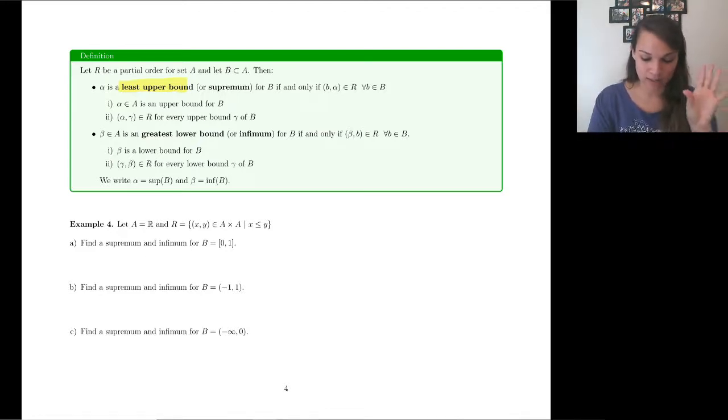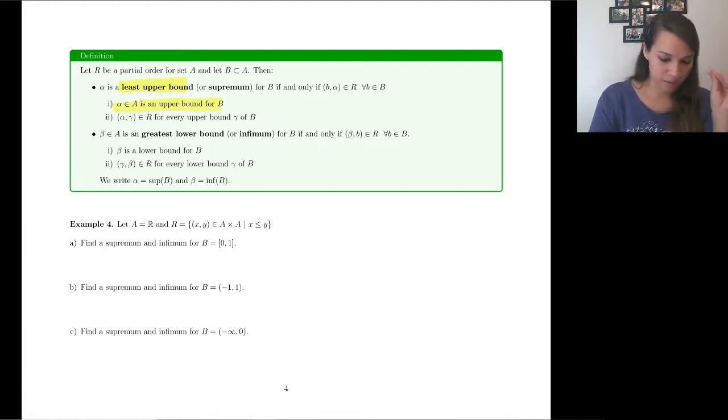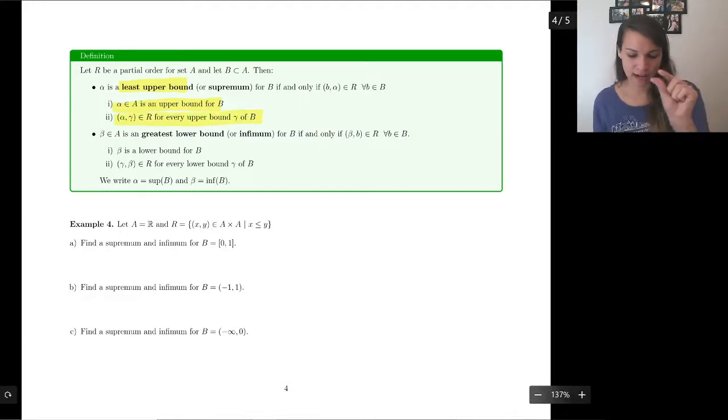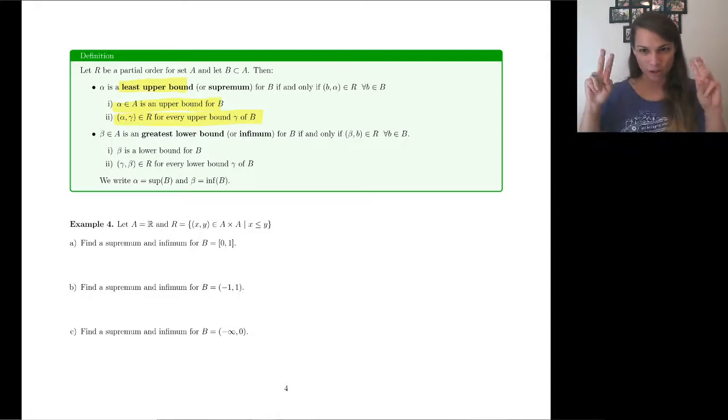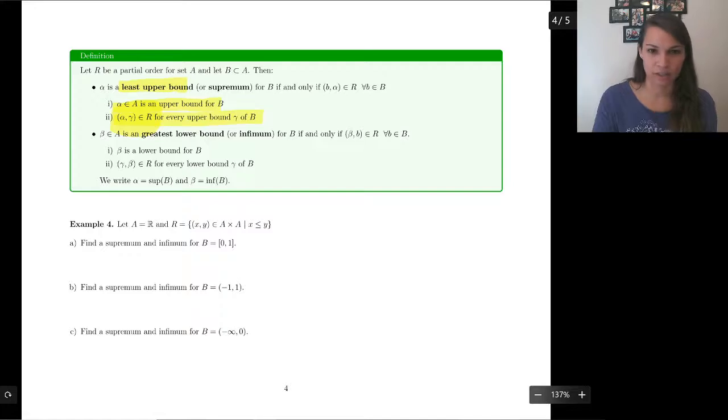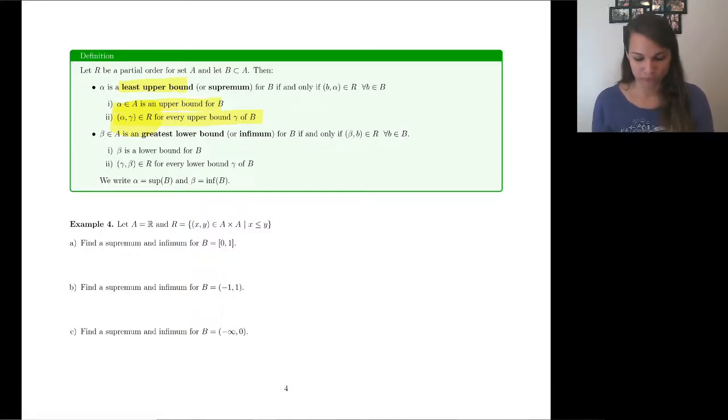So to be a least upper bound, number 1, you have to be an upper bound. Number 2, you have to be smaller than all the other upper bounds, by which I mean it is related using that relation R, which we do not know. It is less than. So that kind of makes some sense for the words least upper bound. It is an upper bound and it is the least of all the upper bounds.